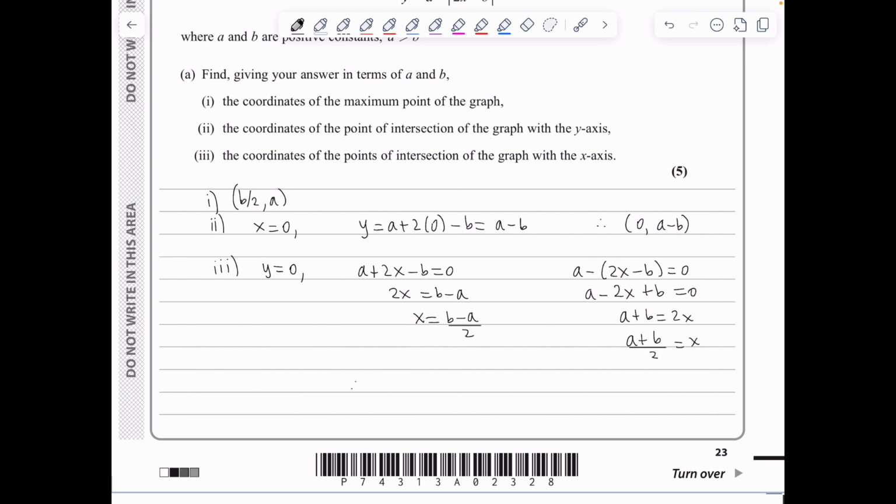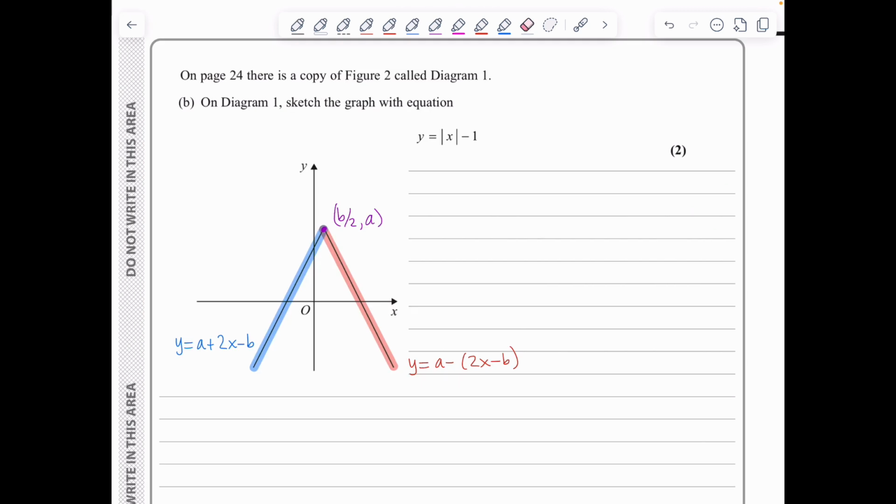Well, we've been asked to give coordinates, so we're looking at b minus a over 2 comma 0. That's the first point, and then a plus b over 2 comma 0, which is the second cut on the x-axis. In part B, we need to sketch the graph with the equation y is the modulus of x minus 1, which can be split.